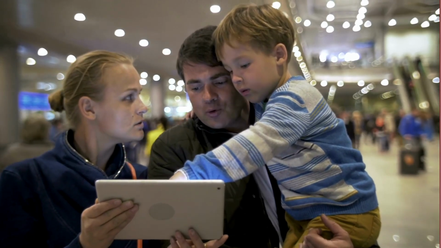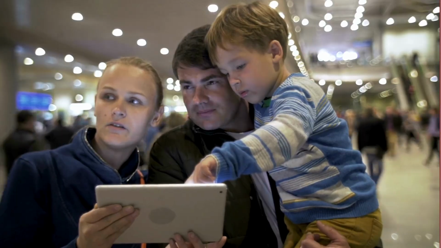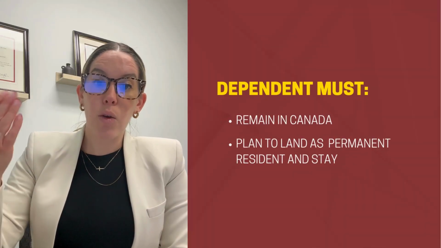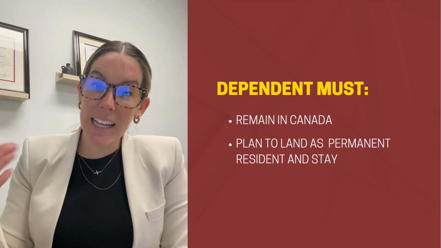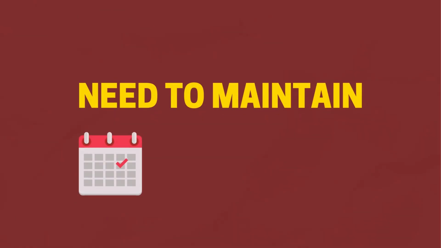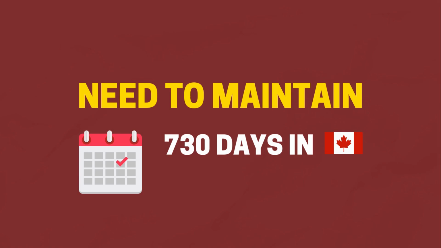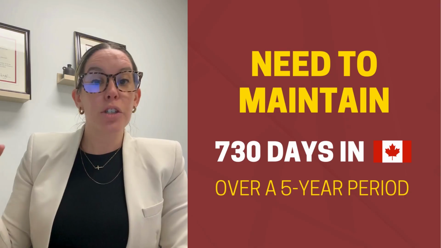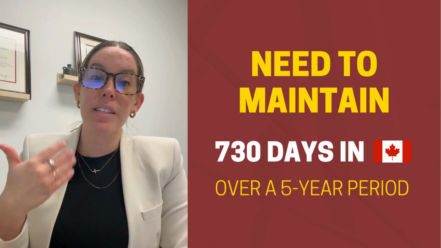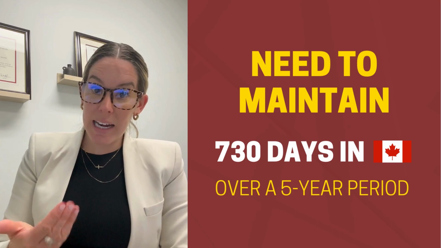If you are going to sponsor a dependent child, this child needs to remain in Canada and plan to land as a permanent resident and stay in Canada, because they will need to maintain their 730 days in Canada over a 5-year period. So the 730-day rule. So it doesn't make sense if this child is not ready to immigrate to Canada and live with you.